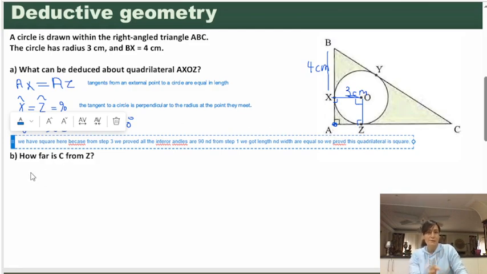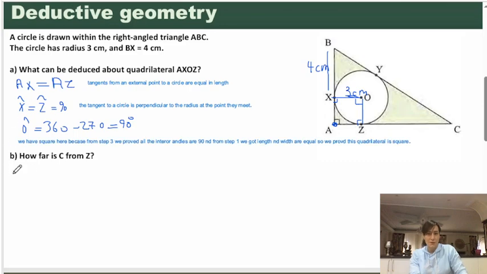It's for part A. Now I will go for part B. Part B says how far is C from Z? I am going to find this length. We know, as we said, it's a square. So if it's a square, this length is 3. This length is 3. And we said that tangents from the external point are equal in length. So this length would be 4.